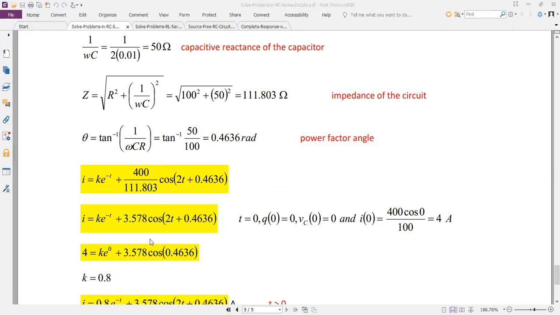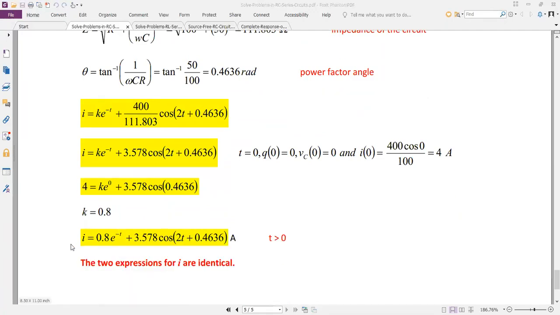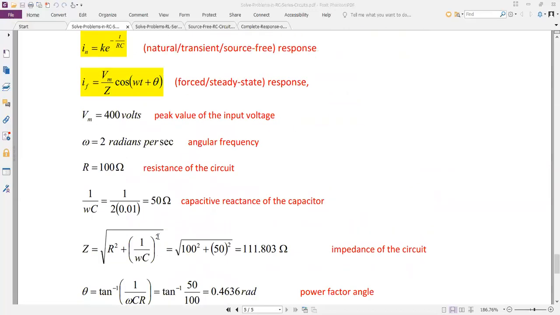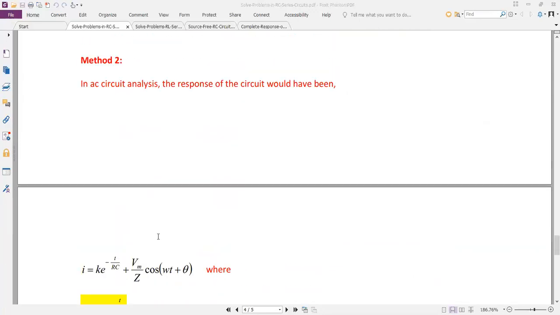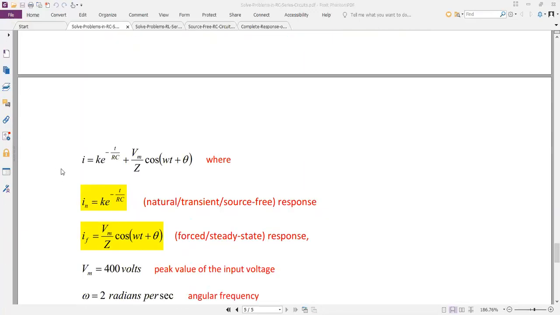This 4 amperes you substitute here. Your t here will be 0. You get to know the K, which is 0.8. And again, after knowing the K, which is 0.8, you go back here and substitute that one. So the two expressions that we have here and on top are identical, whether you use method 1 or method 2. Although the only added challenge in method 2 is for you to know that there is such a formula for determining the current in your RC circuit.